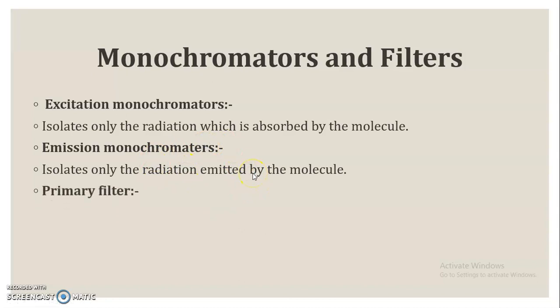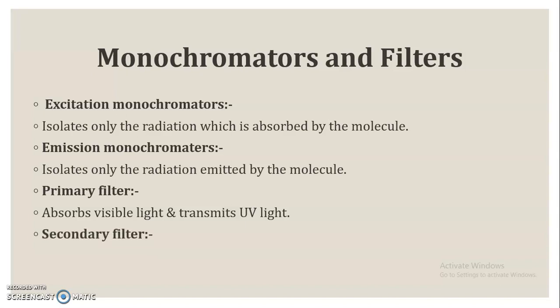Also, we have already seen that there are two different types of filters used. One is the primary filter, which absorbs visible light and transmits UV light, and the secondary filter, which absorbs UV radiation and transmits visible light. So these are the various monochromators and filters that are used. As I said, monochromators are used in spectrofluorimeters and filters are used in fluorimeters.